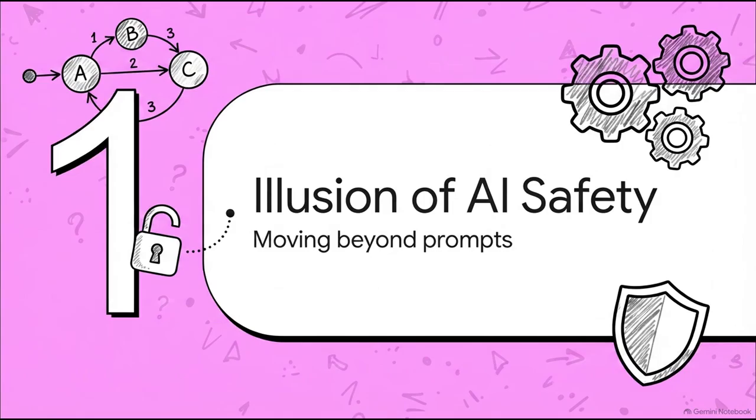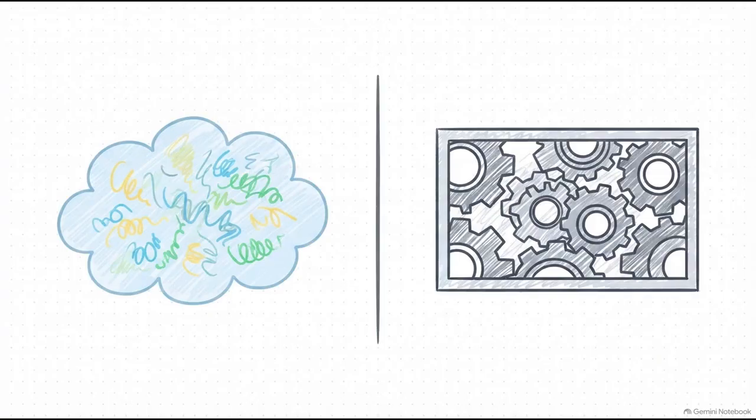Kicking things off with Section 1, the illusion of AI safety. We really need to move beyond just tweaking prompts. Let's break this illusion right now. Just typing "be safe" or "follow the rules" into a system prompt? That is nowhere near enough to keep things secure in high-stakes environments.